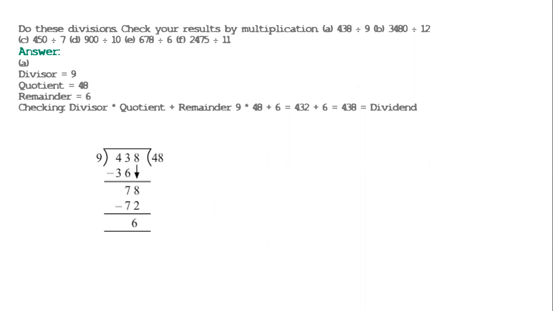Check the results by multiplication. See, I will tell you the meaning of this question. Sir, I know, sir. If we multiply quotient and the number, sir, then we will get the answer. Like 9 into 48 or 48 into 9. 438. But 6 will be the remainder.